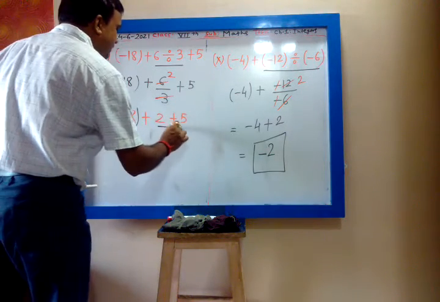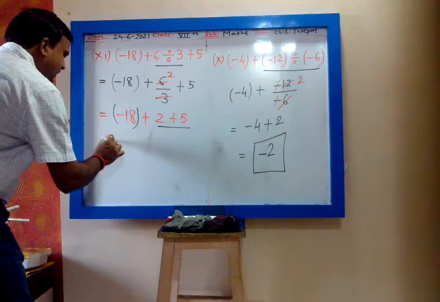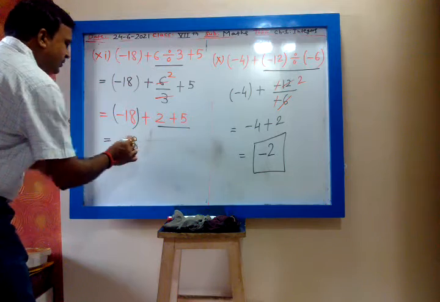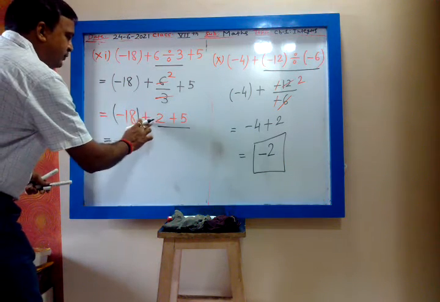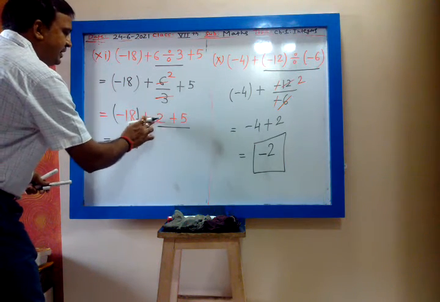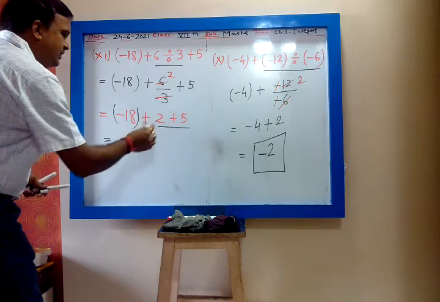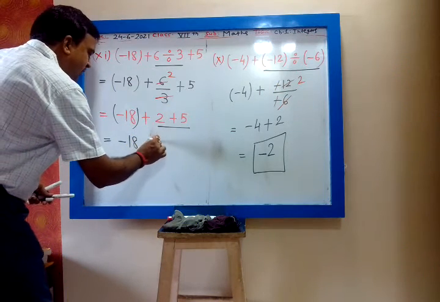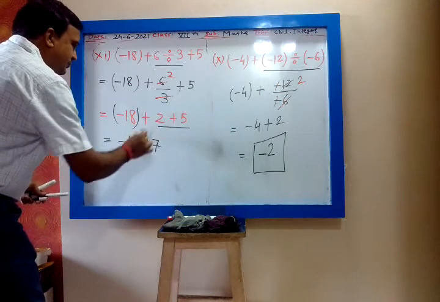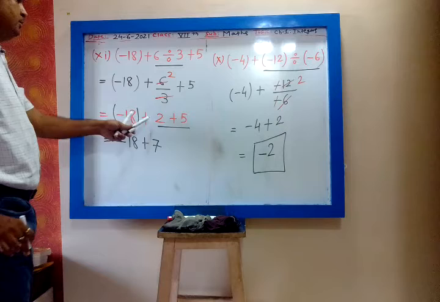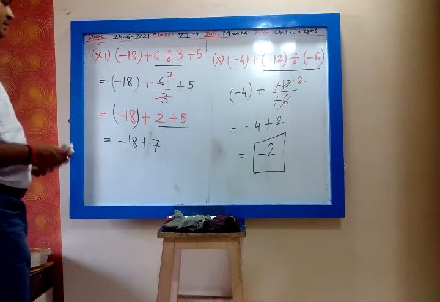So first I will perform these two first. So this will be minus 18. Now we remove the bracket. Minus 18 plus 2 plus 5. Plus plus means same sign. You have to add and take the common sign. 5 plus 2 is 7. And what is the common sign? Plus plus. Common sign will be plus. So plus 2 plus 5 will be plus 7.